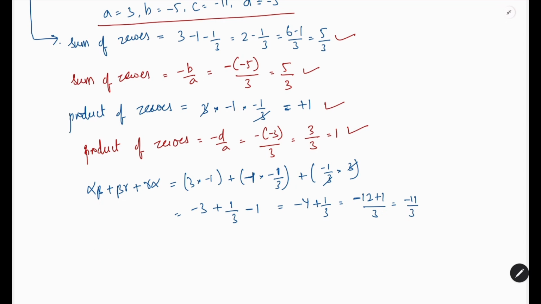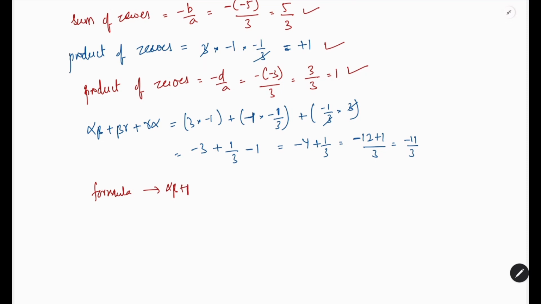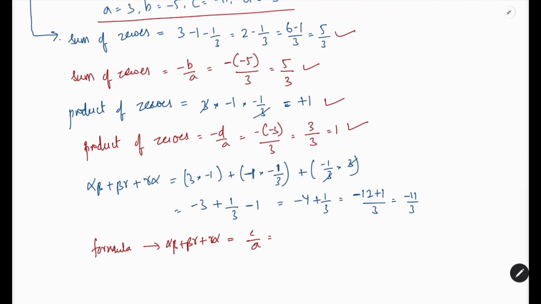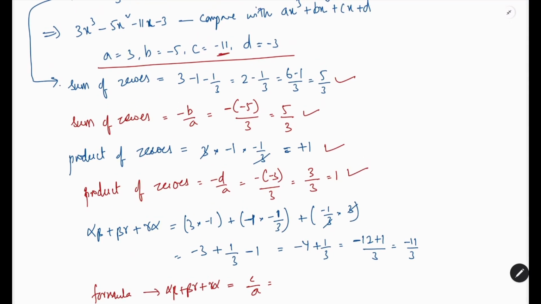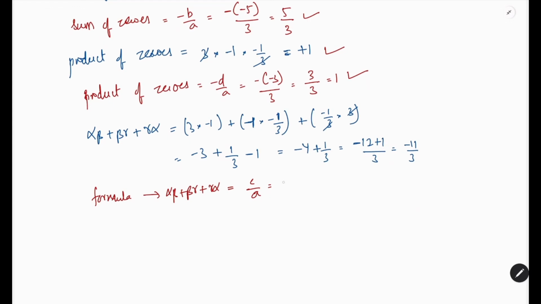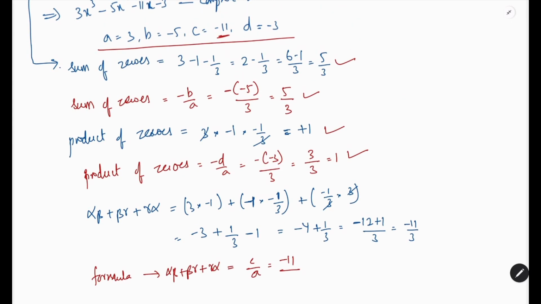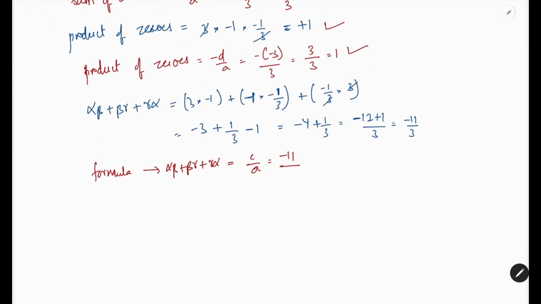From this formula we have alpha beta plus beta gamma plus gamma alpha equal to c by a. There is no minus here. Here c is minus 11, a is 3. So minus 11 by 3. Both are the same. Minus 11 by 3.